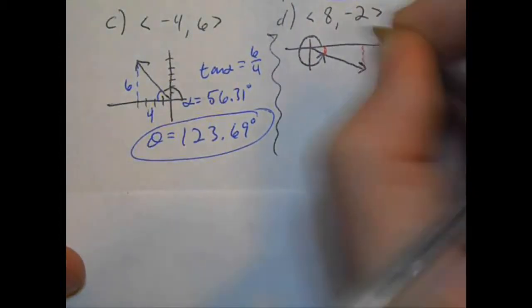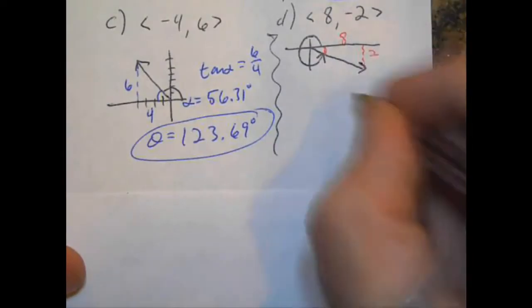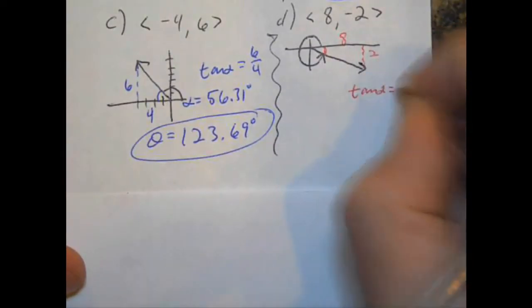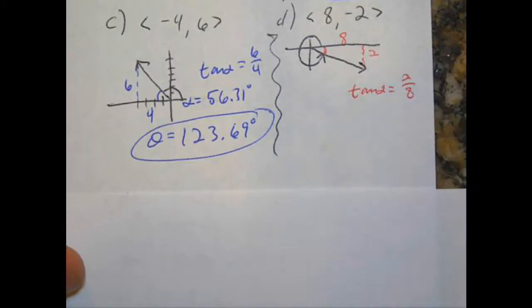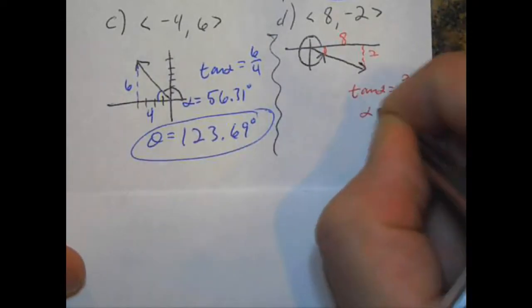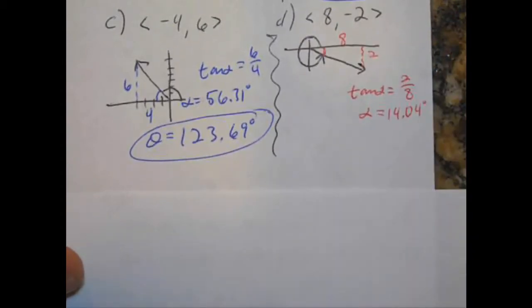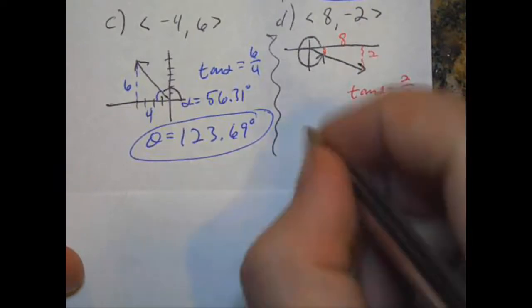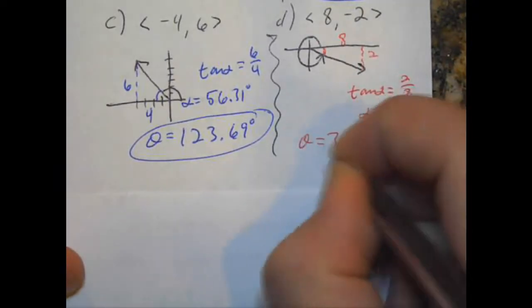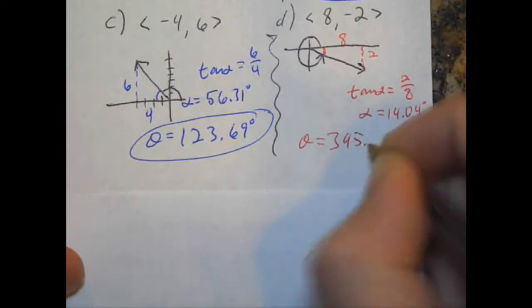So if I draw my triangle over 8, down 2, I can do tangent inverse of 2 over 8, so tangent inverse of essentially 1 over 4, which is 14.04 degrees. So if I do 360 minus that, that means my direction angle has to be 345.96 degrees.